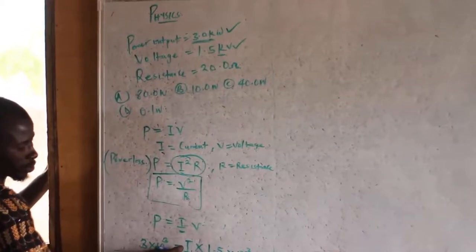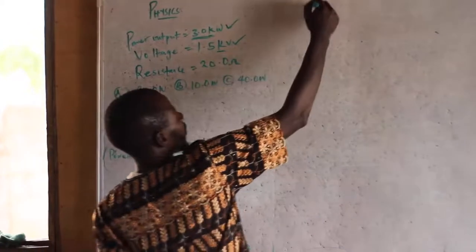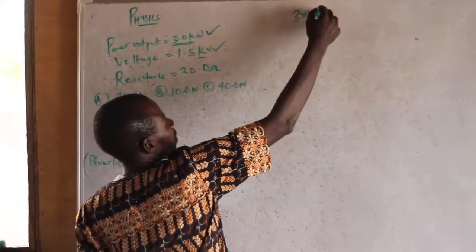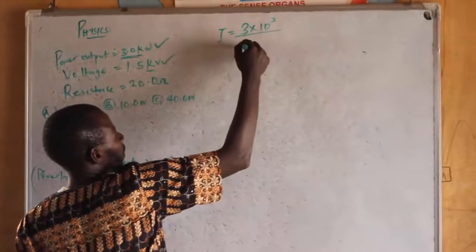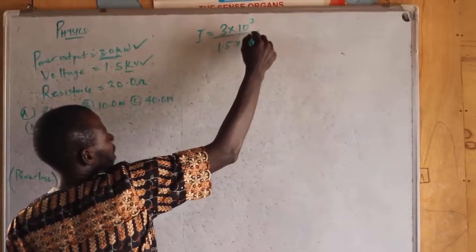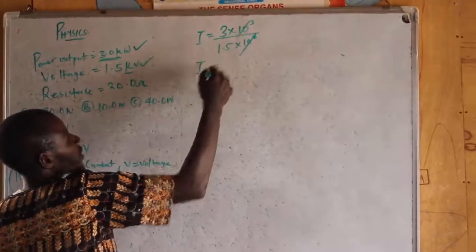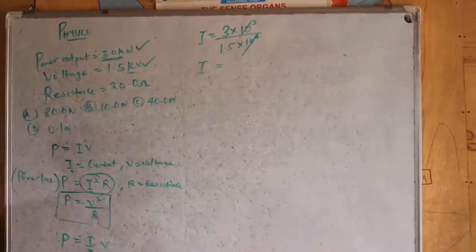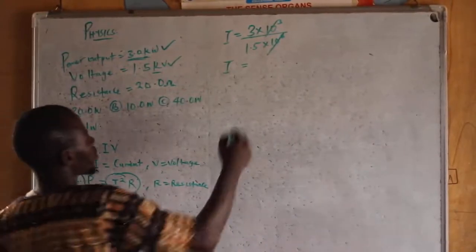What are we going to do? Divide both sides by 1.5 times 10 raised to the power 3. So this gives us 3 times 10 raised to the power 3 over 1.5 times 10 raised to the power 3. This will remove this. I will give us what? 2 amps.